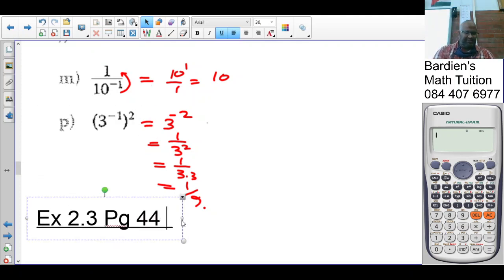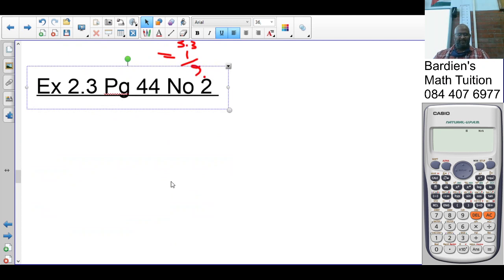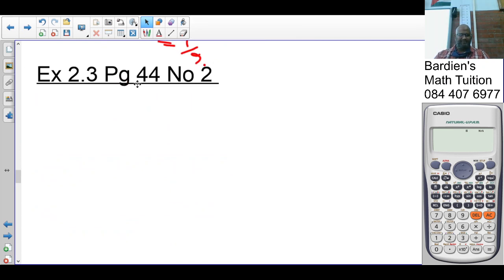So now we're looking at exercise 2.3, page 44, number 2. That was number 1 we just looked at now.